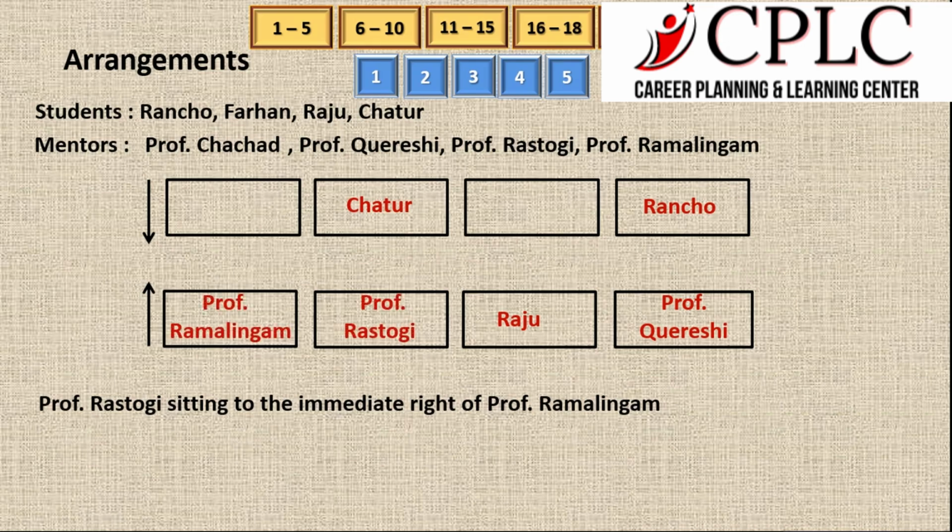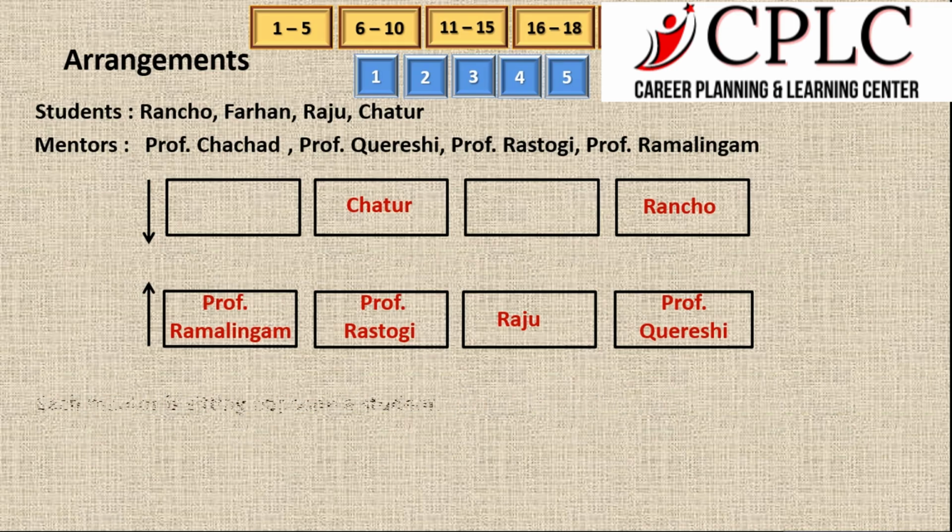And then we know each mentor is sitting opposite to a student. So opposite to Professor Ramlingam there will be a student, that is Farhan, and opposite to Raju there will be Professor Chachar. So this is how you get that arrangement very quickly. Half of the job is done in terms of finding out the positions. The other half is still left, in terms of identifying who is the mentor of whom.